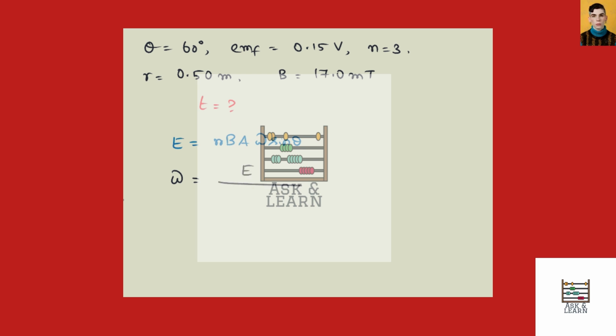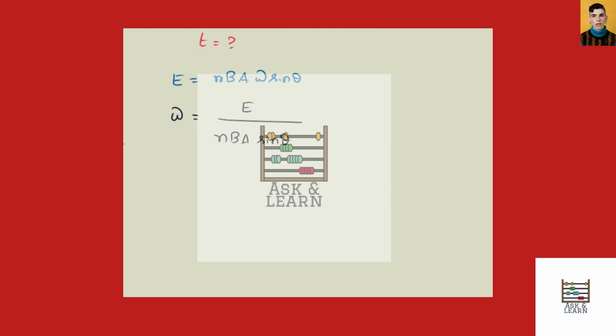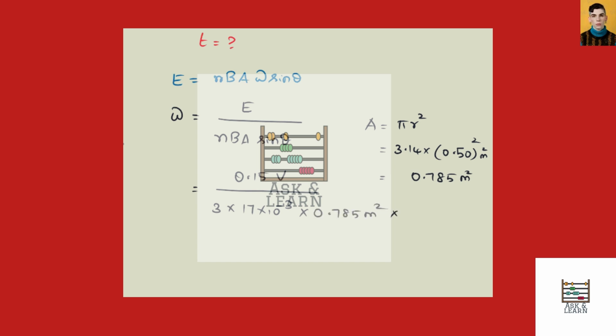Therefore, omega equals E divided by NBA sine theta. On substituting the values, E is given as 0.15 volt divided by N, the number of coils, the magnetic field strength of 17 millitesla, and the area of the coil, which is pi r squared. Therefore, it is 3.14 into the radius 0.50 meter squared. On calculating this, we get 0.785 meter squared. So, substituting this here, it is 0.785 meter squared into sine theta.